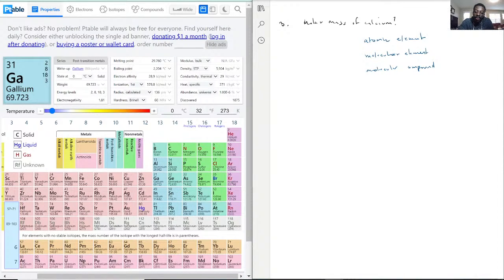So an atomic element is kind of just an element that's by itself. A molecular element is two or more of the same thing, okay? And a molecular compound is when there's a mixture of different things, okay? So the reason I mentioned this is because we're definitely not dealing with a molecular compound, because you only say calcium, okay? So we can cross that one out.